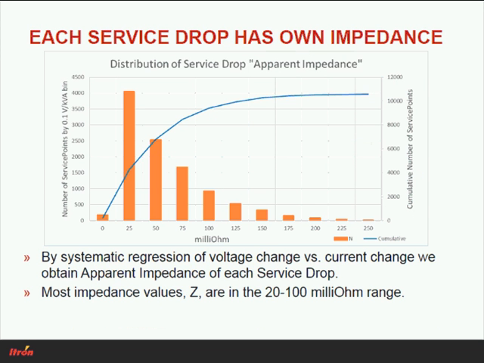Once we know that, just for your interest, this is a distribution for a little over 10,000 meters. This is a distribution of the impedances that we found, the apparent impedances. The average is around 50 milliohms, although the most frequent one is less, but there are some tails over here. The blue line is simply the cumulative distribution.